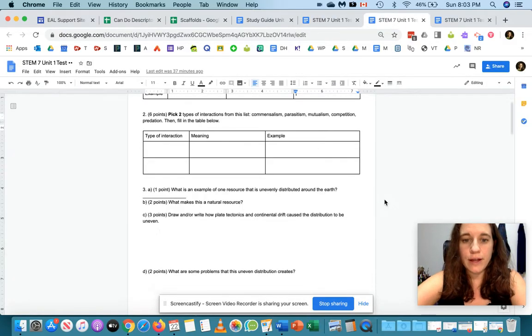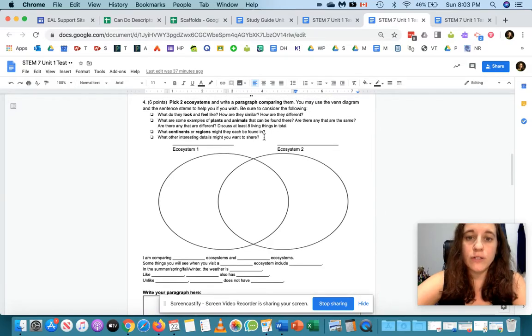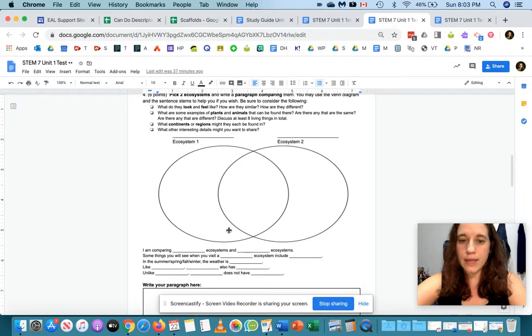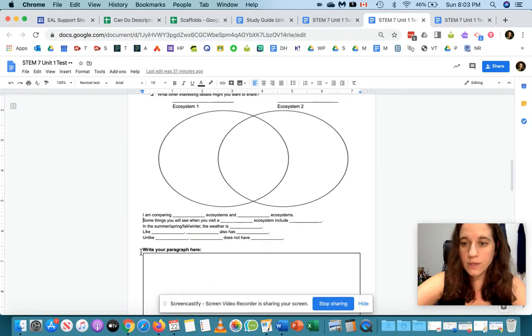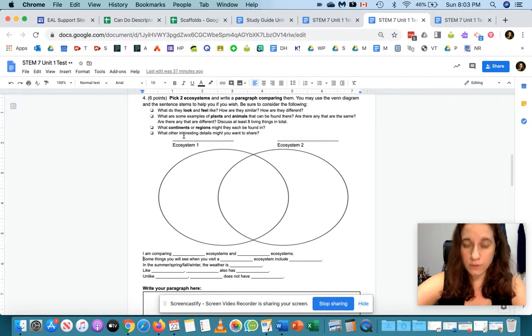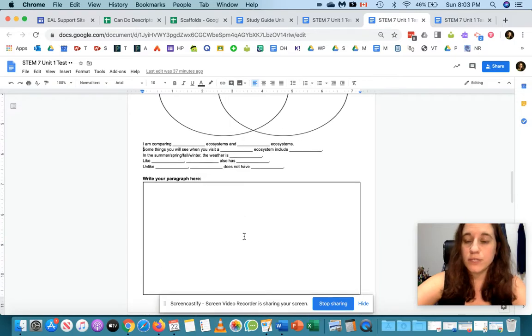On a 2 dot, we also gave the support of the Venn diagram, but then we also gave them the checklist, which we'll find also in the 3 dot. What are the questions? What does it look and feel like? How are they similar? How are they different? What are some examples of plants and animals? And then down here, we give them sentence stems and frames in order for them to write a paragraph. So they're given a lot of support here: questions and prompts, a way to organize the information, sentence stems and frames, and then a space to write the paragraph.